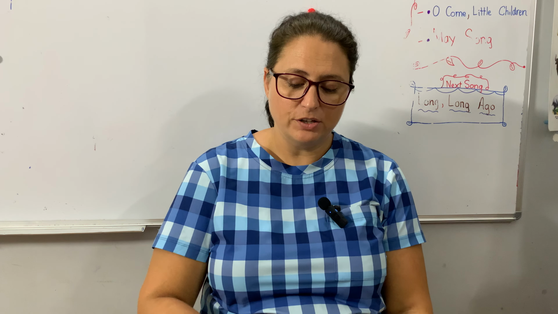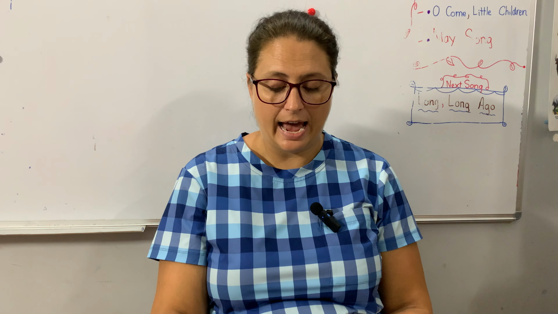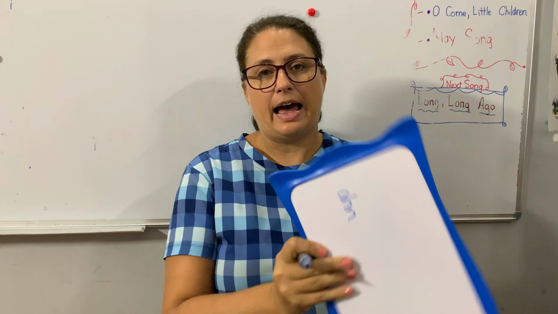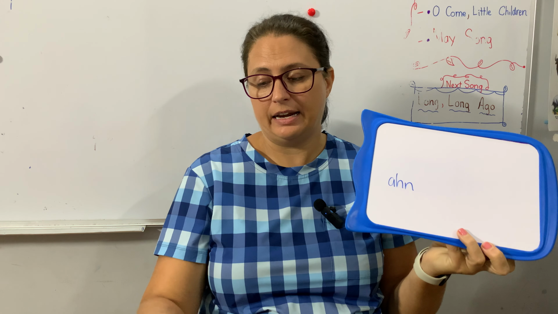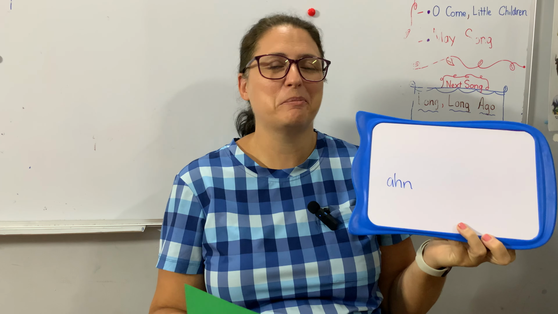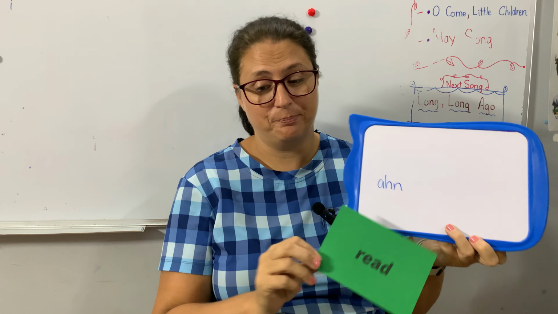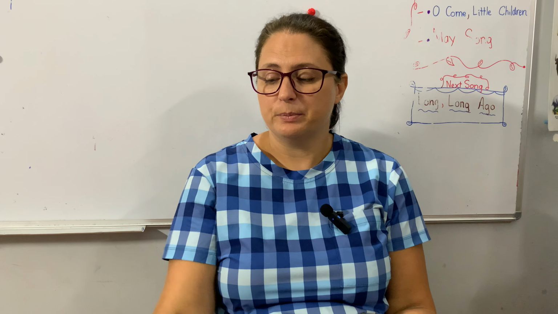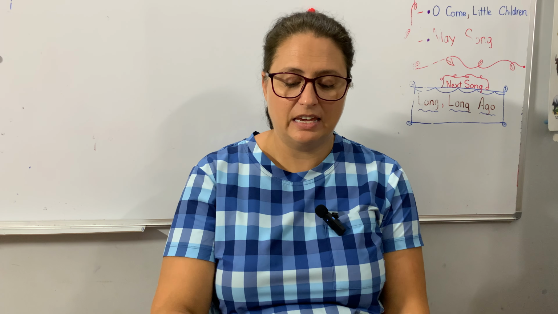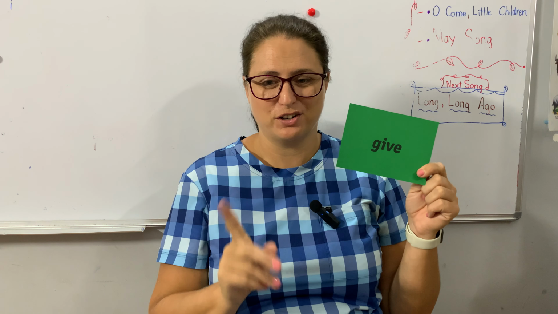The next word I have is read. This one is very simple. It's just an. So an, like the first vowel in the Khmer alphabet, an, with an N sound at the end, to read, an. The next word we have is give. To give something to someone. Here's your flashcard for it, give.